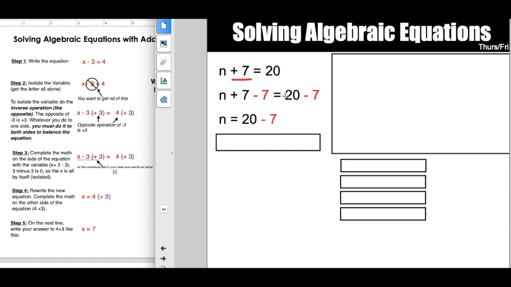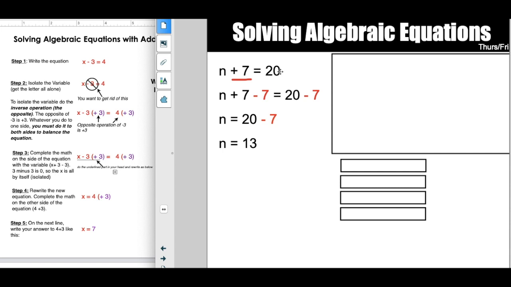Even though I can do this part here in my head, I'm going to rewrite it on the next line. And that is my step 4. I've rewritten it. And the final step is to record my answer. 20 minus 7. N is 13. I can check that by plunking 13 in here. 13 plus 7 is 20. Good job, Miss Pringle. Woo!